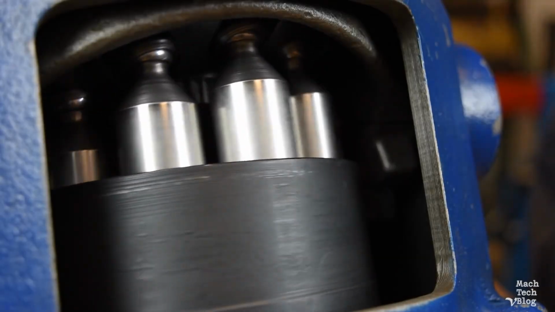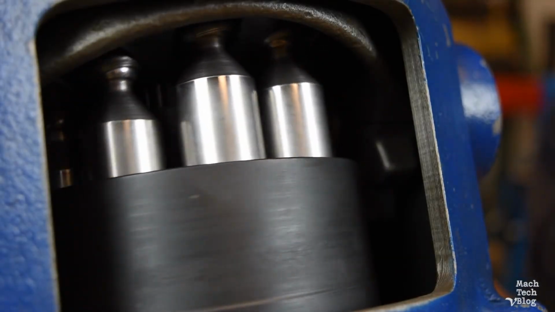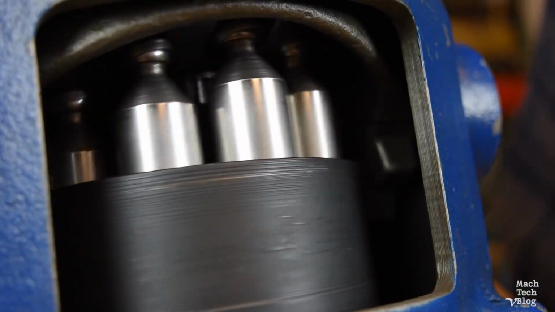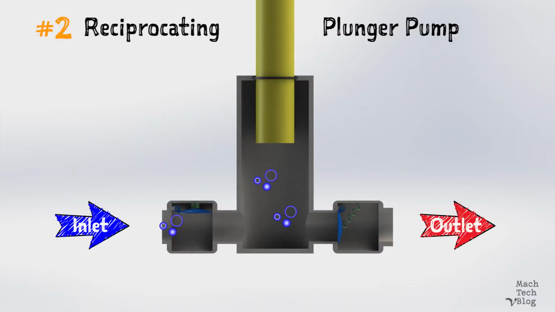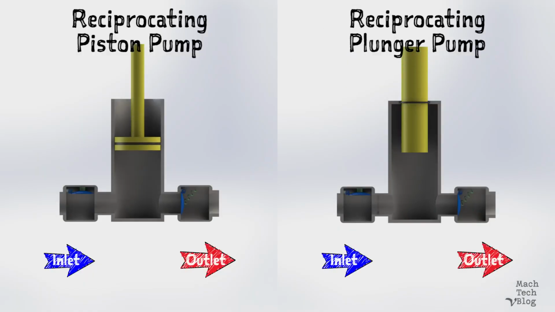Like most reciprocating pumps, piston pumps are relatively efficient and they're capable of generating very high pressures. Pump number 2 is the plunger pump. Plunger pumps look very similar to piston pumps, but they work a little differently.